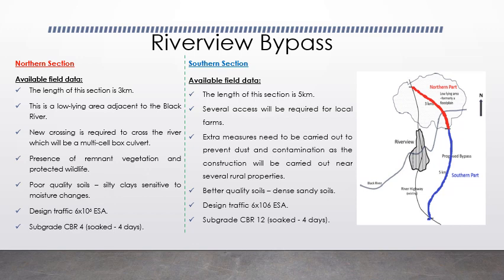On the other side, the southern section is located on higher ground and highland, and the soil quality compared to the northern section is much better, which is dense sandy soil. And we have the design traffic, and the subgrade CBR is 12.